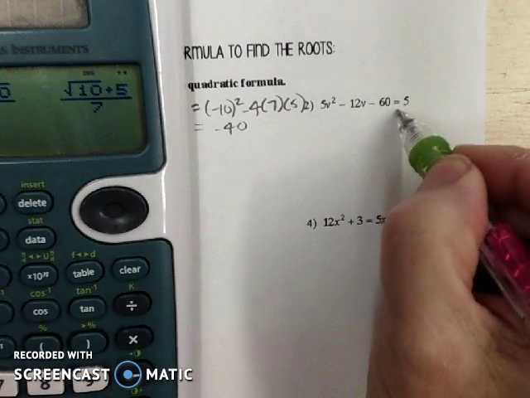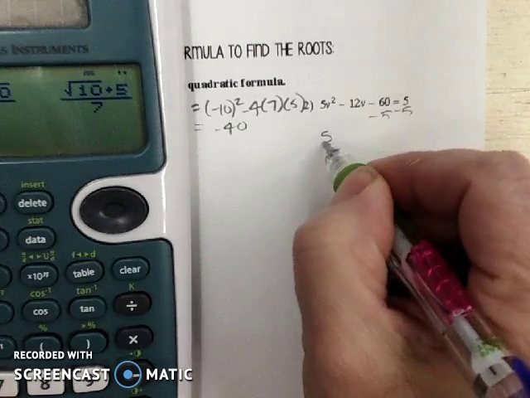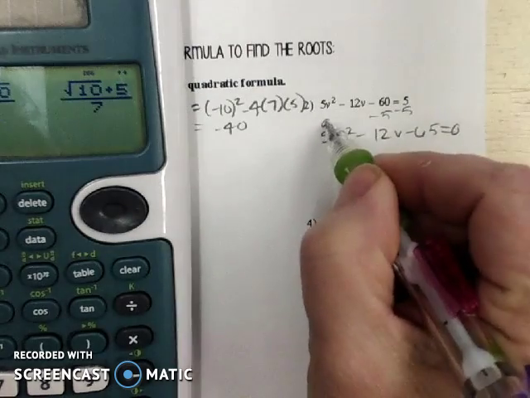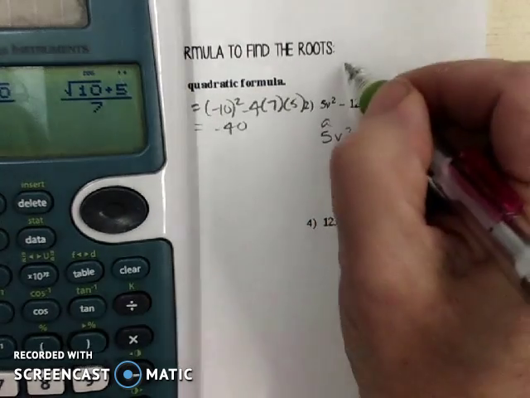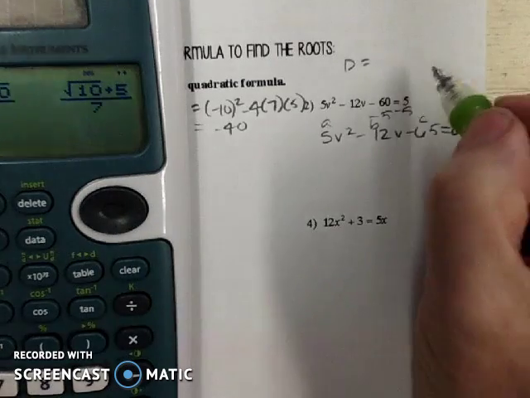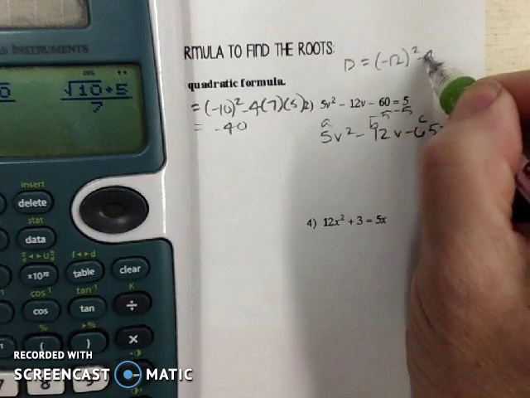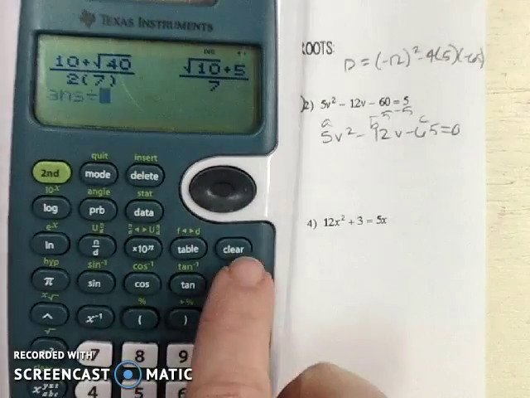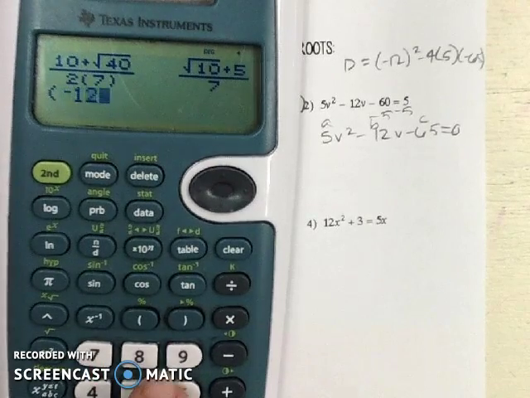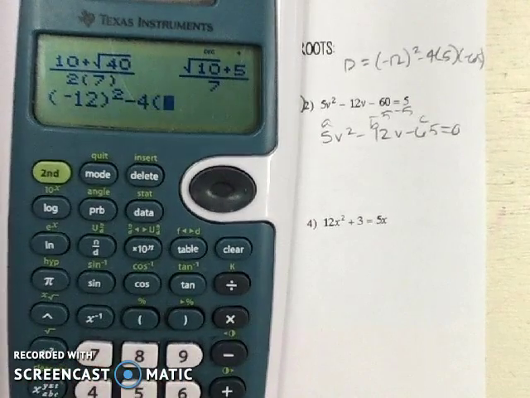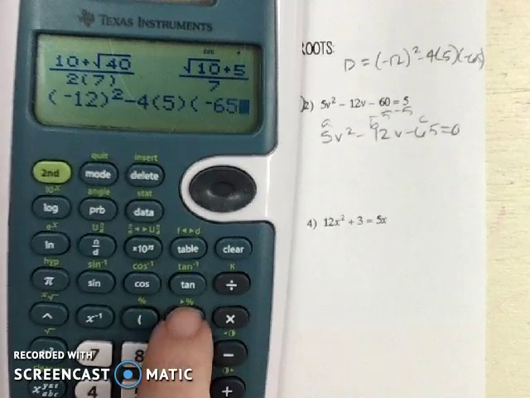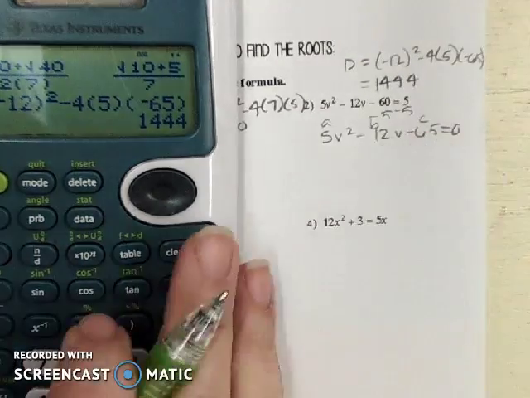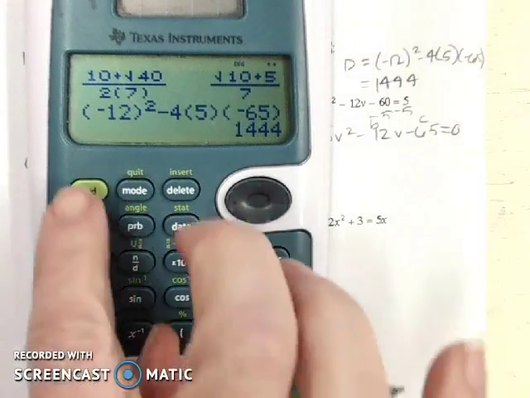It's not in standard form, so I'm going to move this over, and I get 5v squared minus 12v minus 65 equals 0. There's my A, my B, my C. I'm going to find my discriminant, b squared minus 4ac. So I've got negative 12 squared minus 4 times 5 times negative 65. Ugh, it's a big number, 1,444, but it's positive. I'm going to check real fast with that big of a number and see if the calculator will simplify it.